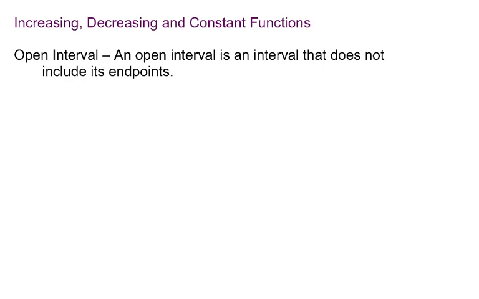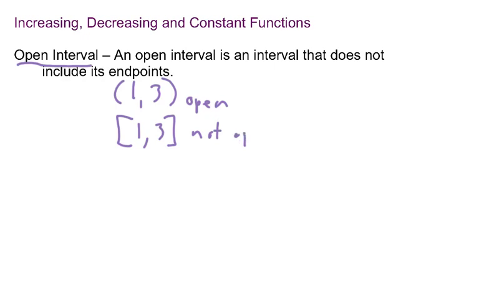So before I can define anything else, I have to define the phrase open interval, which you'll see in other definitions. So an open interval is simply an interval that does not include its endpoints. So if you think about interval notation we've explored so far, if you have an interval like this one that does not include either endpoint, that would be considered open. If you have an interval that does include the endpoints, that's not considered open. In fact, that is very cleverly called closed.